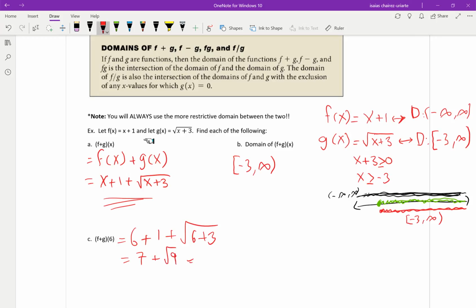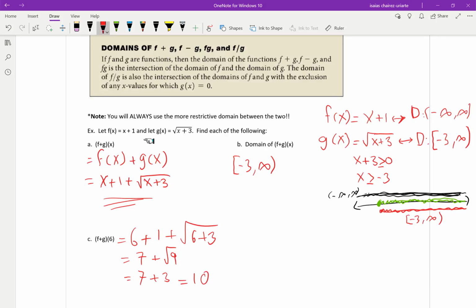And so then that's 7 plus, let me just go vertically here. That's just 7 plus 3, which I guess we end up with 10. That's our answer there. That's one way to do this.